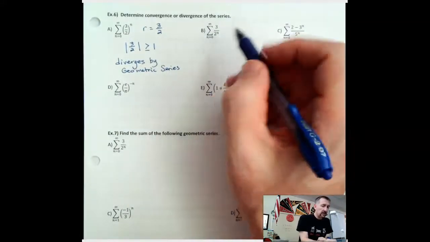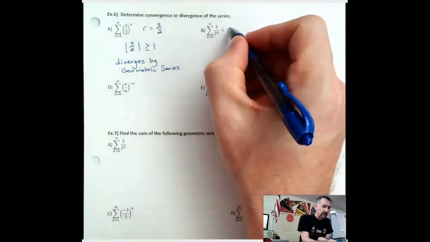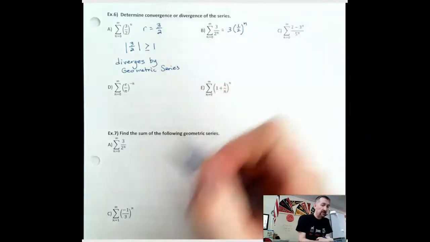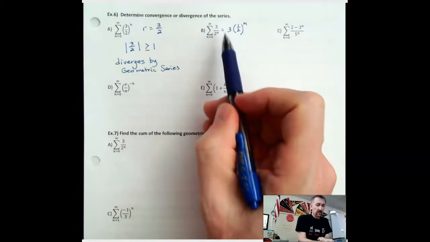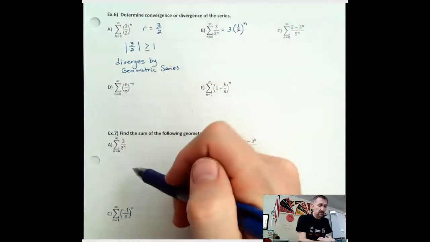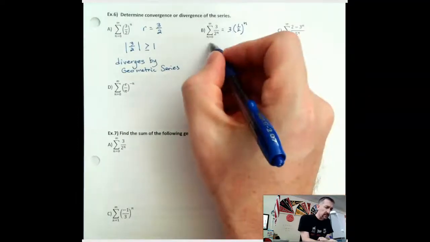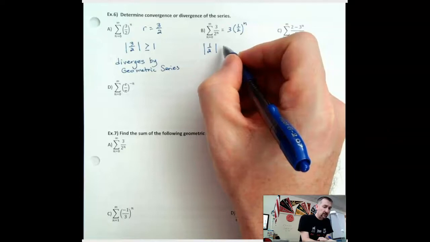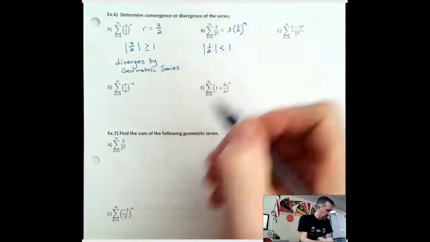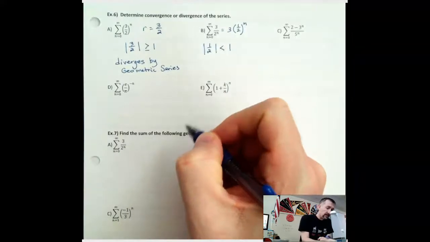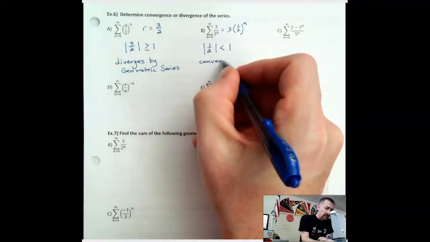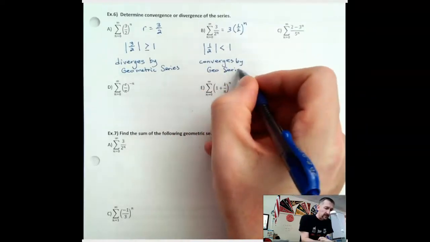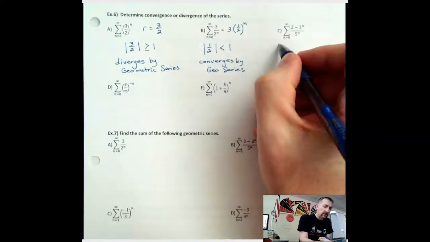So this one, we can rewrite that. So that's 3 times, and we could rewrite this as 1/2 to the n. If you think about it, if we move that over, it'd be 1 over 2 to the n, but 1 to the n. Hopefully you're okay with that. That's pretty straightforward. So the absolute value of that is less than 1. So it converges by geometric series.